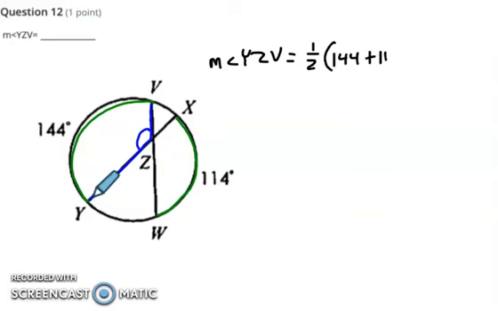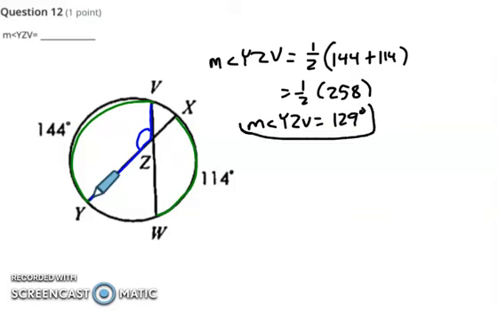144 plus 114. Okay, that's equal to 1/2 of 258. So just take 0.5 of 258 and you'll get 129. So that's our answer. YZV equals 129 degrees.